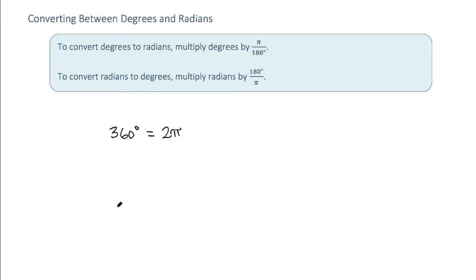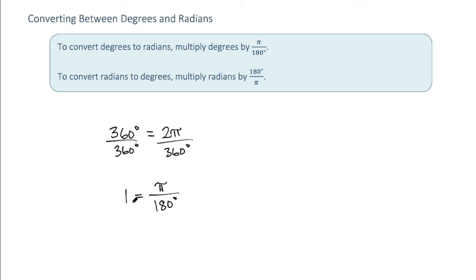Because these two things are equivalent, if I take this and divide both sides of this equation by either one of these, I still have a valid equation. I'm going to go ahead and divide by 360 degrees. Okay. And that gives me a 1 on the left. And on the right, if I reduce this, I get pi over 180 degrees. So this tells me that pi over 180 degrees is 1.